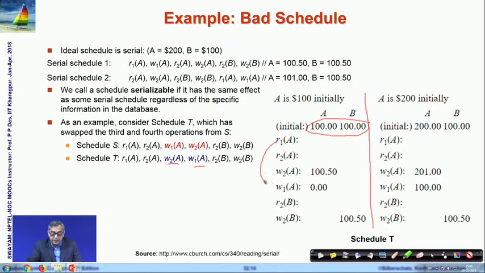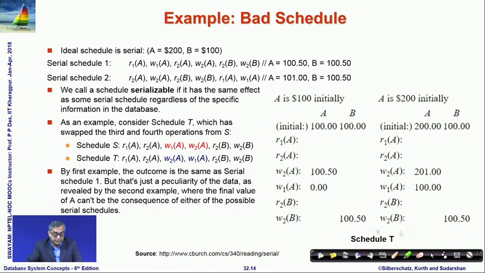Then W1A happens. Whatever was read there is $100, so you debit $100, and it becomes 0. So, A has become 0, and then B goes on correctly. Things look like that, and it appears that we are perfectly okay. By the first example, the outcome is the same as schedule 1, and so we might think that things have been good, but this is just incidental, based on the particular values.